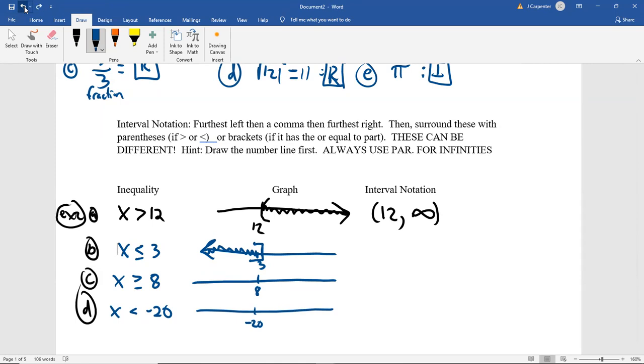For the x is bigger than or equal to 8, bigger than means we shade to the right, arrow on the end. And it has the bracket, so it includes the number, and bracket means include it. Less than -20, shade to the left, arrow on the end. And then because we do not have the or equals, it's not included, it's excluded. That's another way of saying that. So parentheses means every number up to the -20, but you can't actually use the -20.